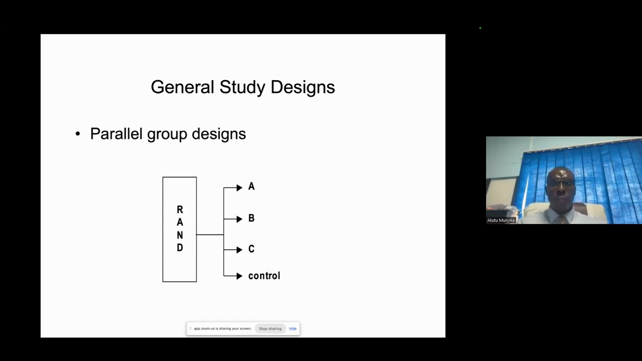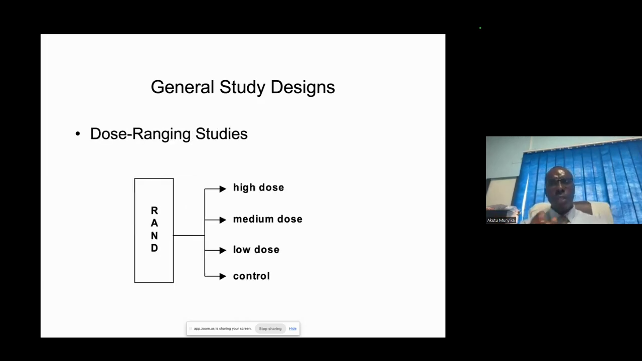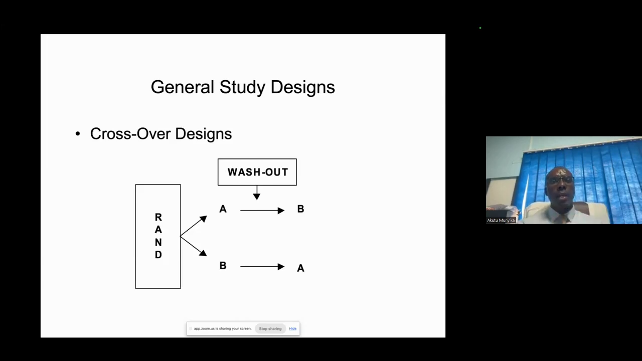General study designs, when we talk about parallel group designs, this is one of the simplest ways that the groups can be assigned in parallel manner, where you've got what is being looked at, or the intervention or the study, and the groups are aligned in the parallel design setup. You can have the control, and you have group A, B, and C, and then you monitor them in the parallel session like that. The dose ranging studies, depending on the dose that is being studied, you can have the control, high dose, medium dose, low dose, and look at the effect and the outcome, compare them to the control group.